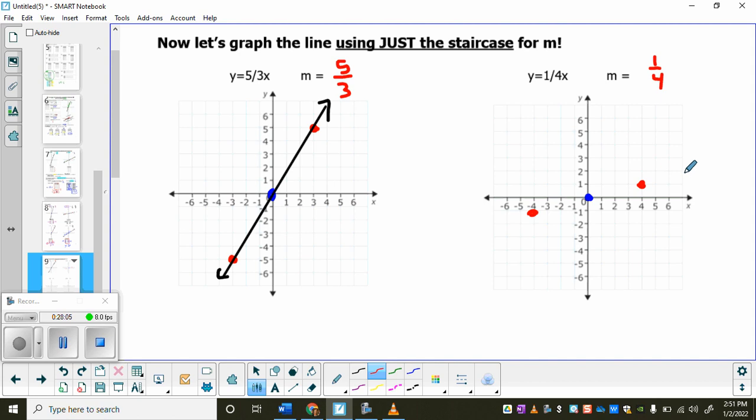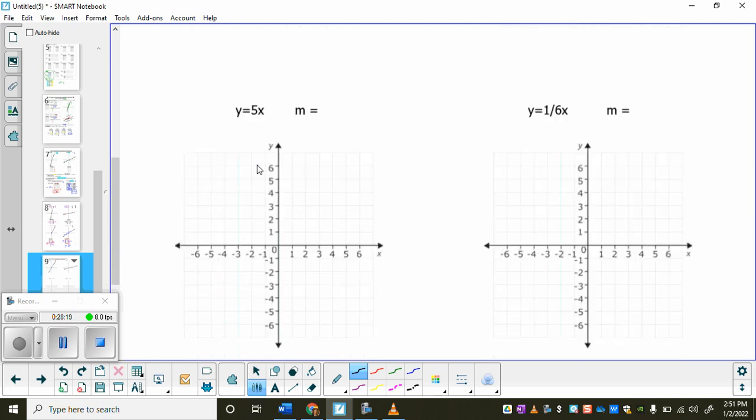I could estimate that 8 is about right there. But again, we don't always have to go off the graph. And that would be the 1/4 x. Okay? All right, if it's not a fraction, make it a fraction by putting it over 1. So this rate of change is a 5 over 1.